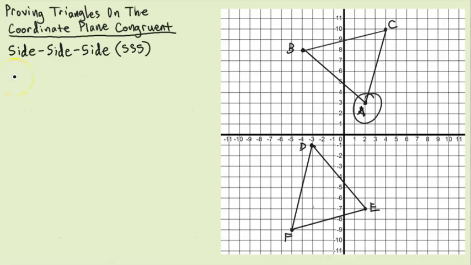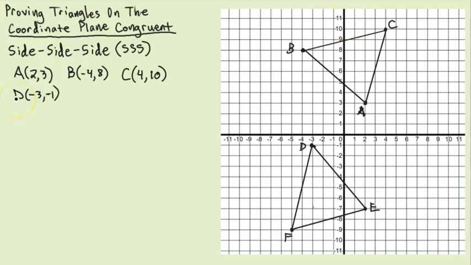Okay, we can see here that A is at the point (2, 3). B is at the point (-4, 8). And then C is at the point (4, 10). Now D is at the point (-3, -1). E is at the point (2, -7). And then F is at the point (-5, -9).